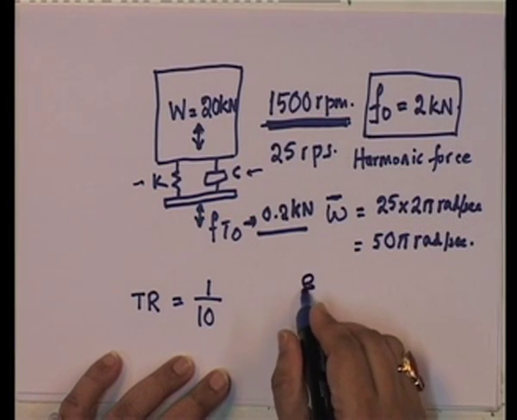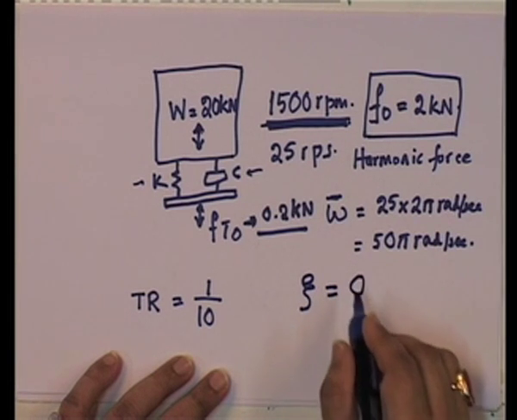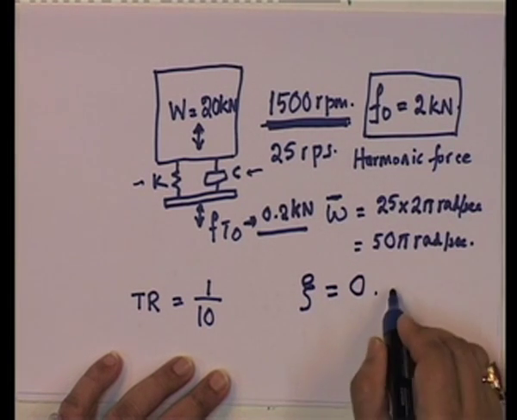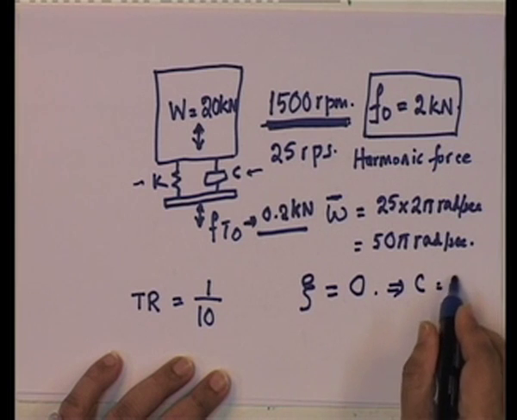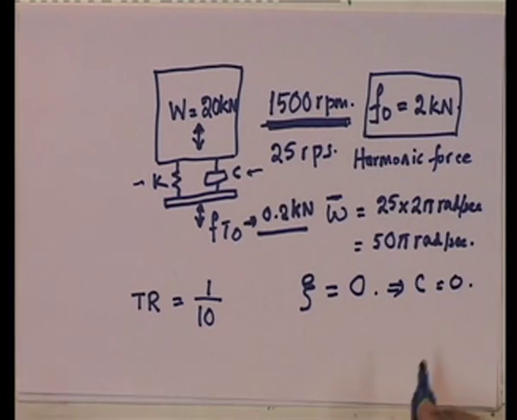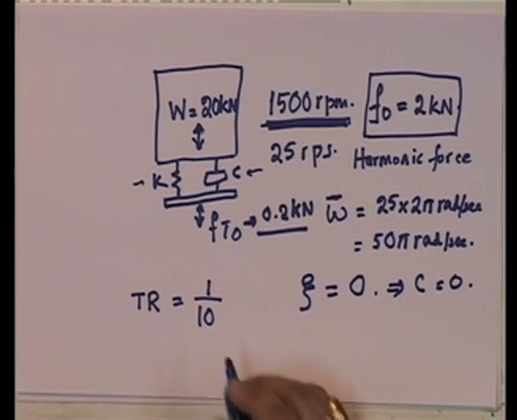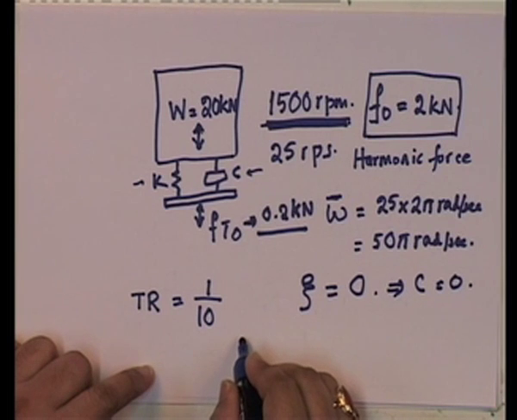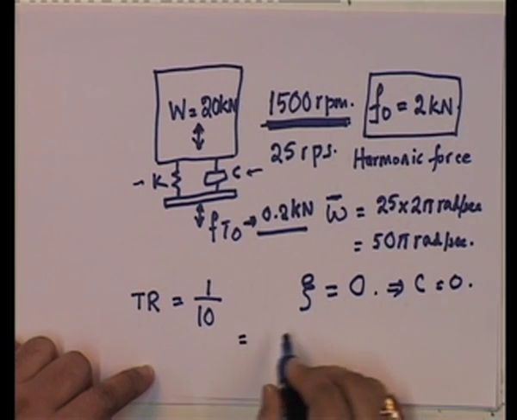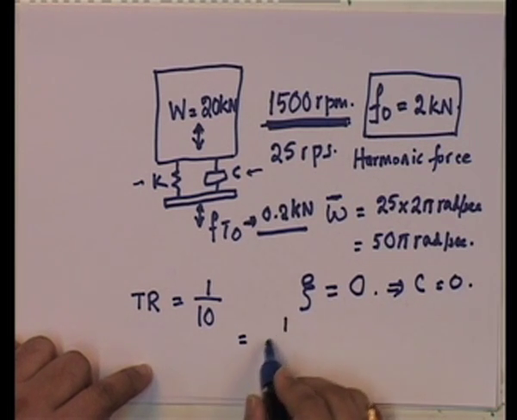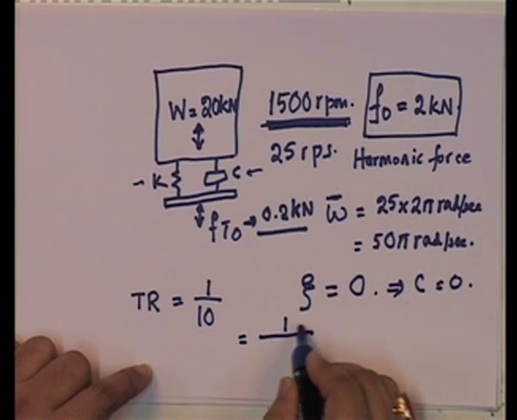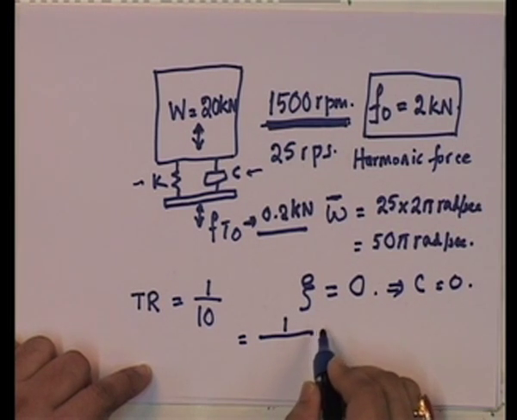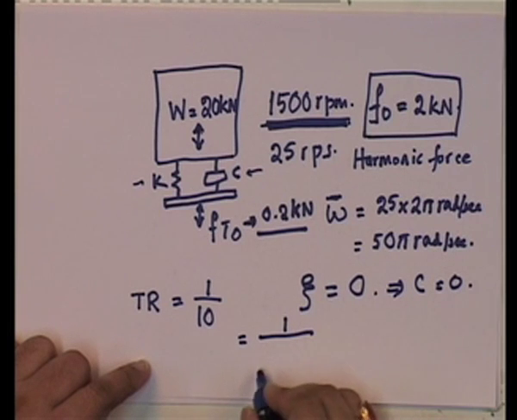So, in other words, xi is equal to 0. This implies that C is equal to 0 automatically, because if xi is equal to 0, C is equal to 0. So, it is an undamped system. If it is undamped, what is the transmissibility ratio? Let us see what it becomes. It becomes 1 upon 1 plus 2 xi beta, xi is 0, so that disappears.